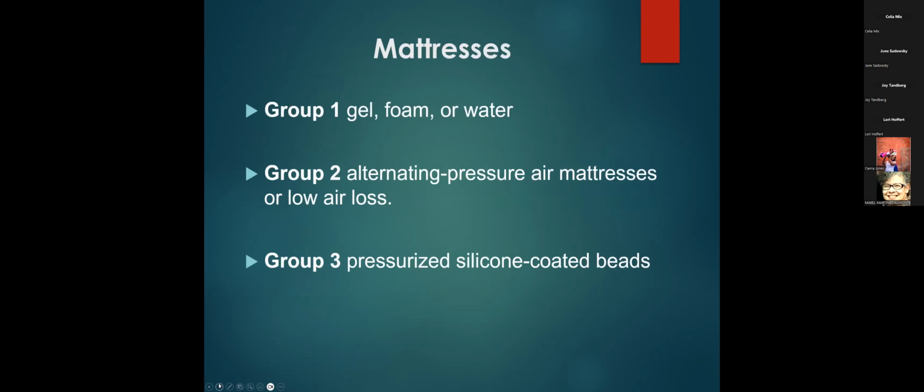Next slide, please. In terms of mattresses, Medicare views that there are 3 different kinds of mattresses. The group 1 is the gel foam or water mattress. The group 2 is the alternating air pressure mattress or low air loss mattress. Most facilities in long-term care and home care use the low air loss version. And then the group 3 are these huge, what I used to call Clinitron beds.